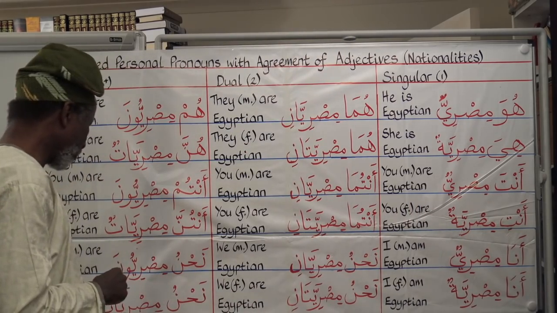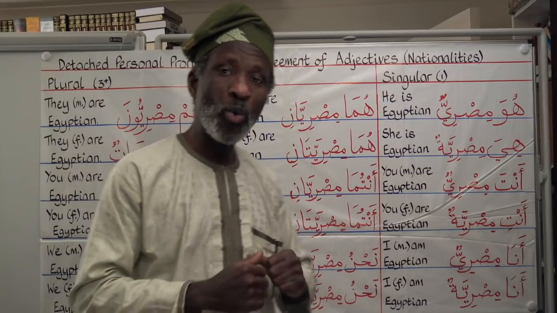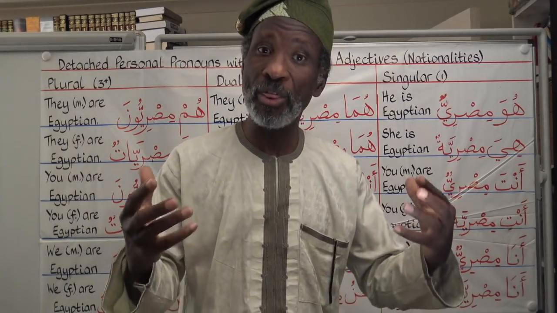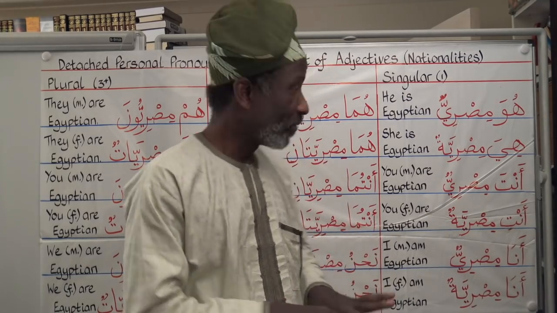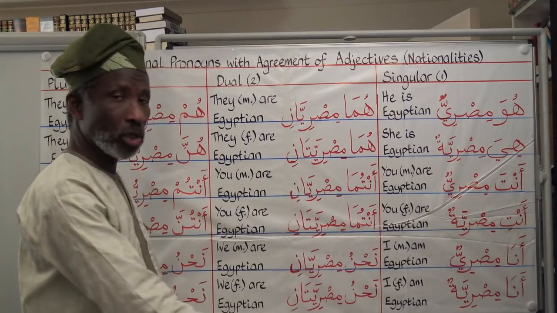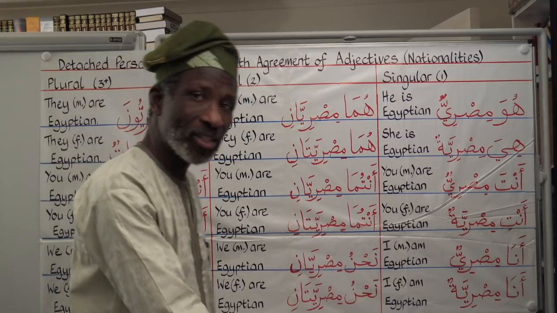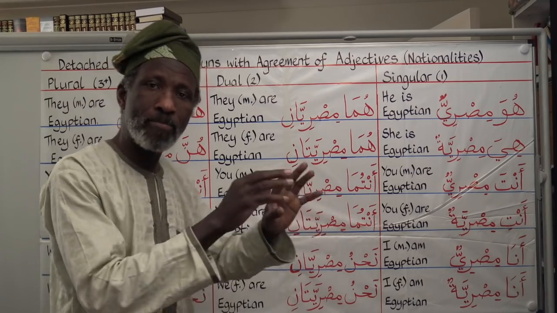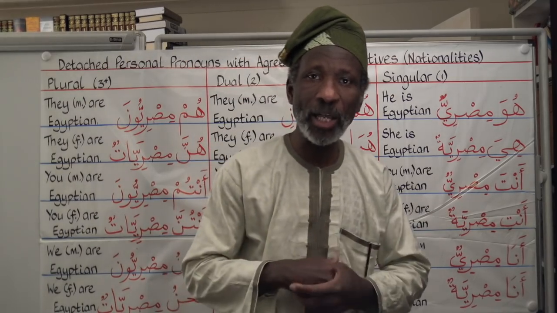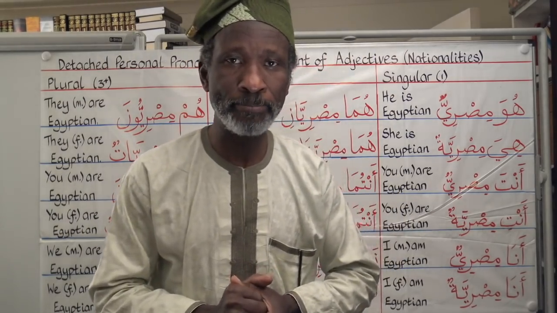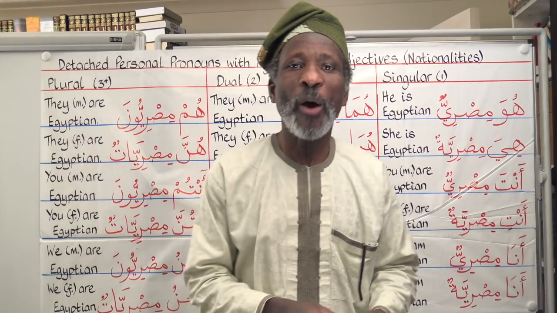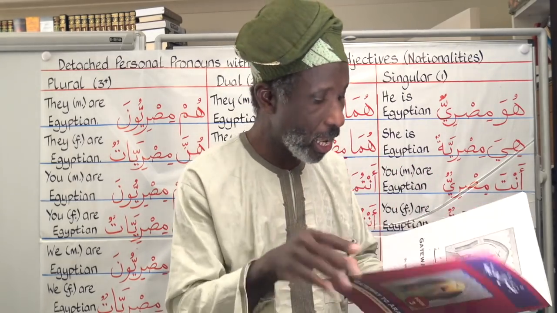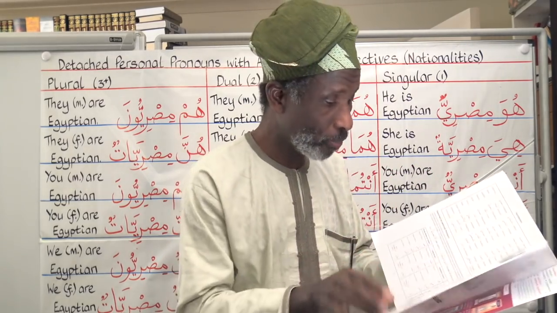And نحن مصريات. We are Egyptian women, meaning three or more. Now, this gives you a complete picture of how you can start using the detached pronoun, which is الضمائر المنفصلة. Now, let's relate these to our book. Book 3, page 2. Let's go to page 2.